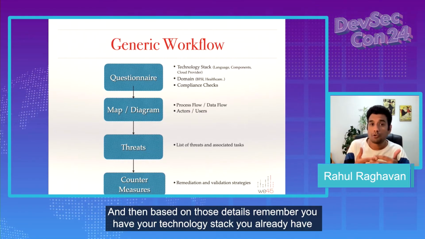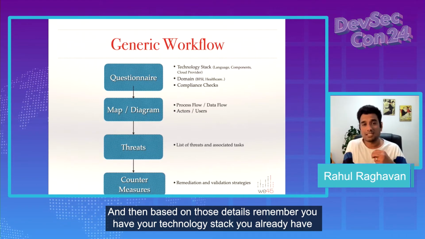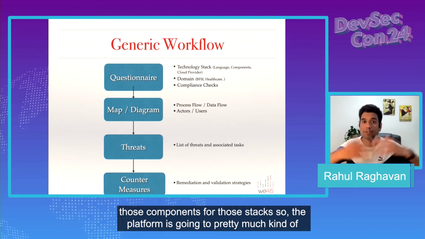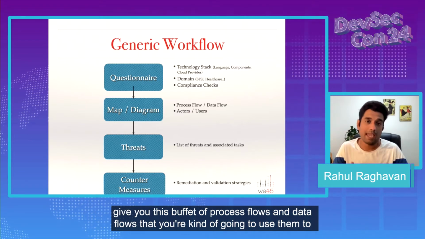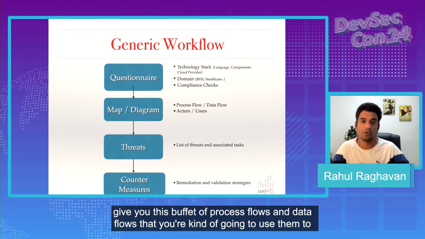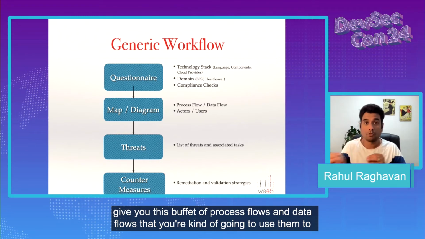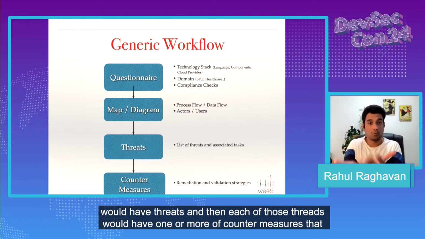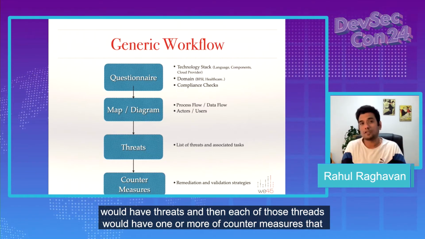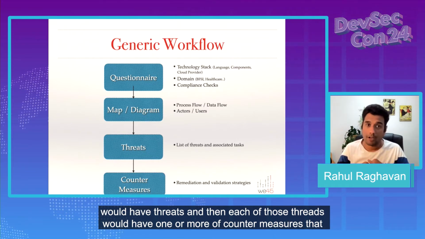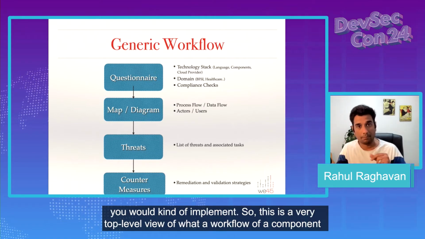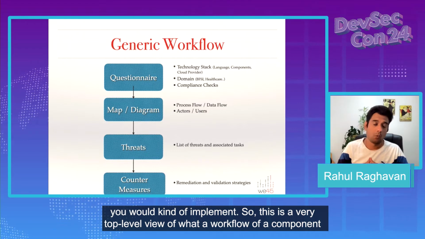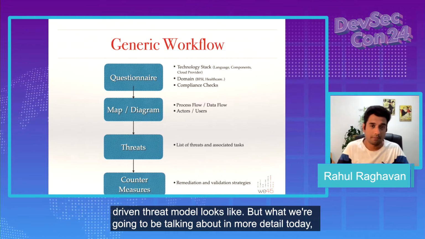And then based on those details, remember, you have your technology stack, so you already have the components for those stacks. The platform is going to give you a buffet of process flows and data flows that you use to define the way your application behaves. Then depending on those components, you would have threats, and each of those threats would have one or more countermeasures that you would implement. So this is a very top-level view of what the workflow of a component-driven threat model looks like.